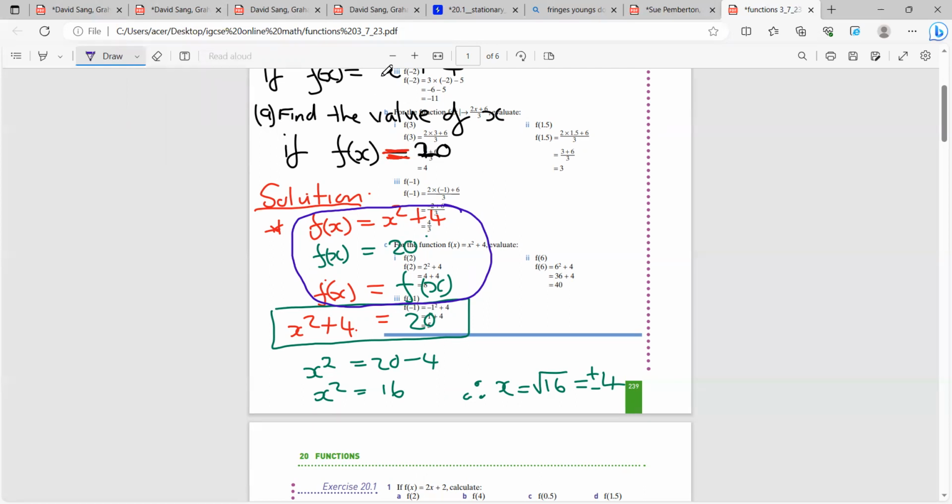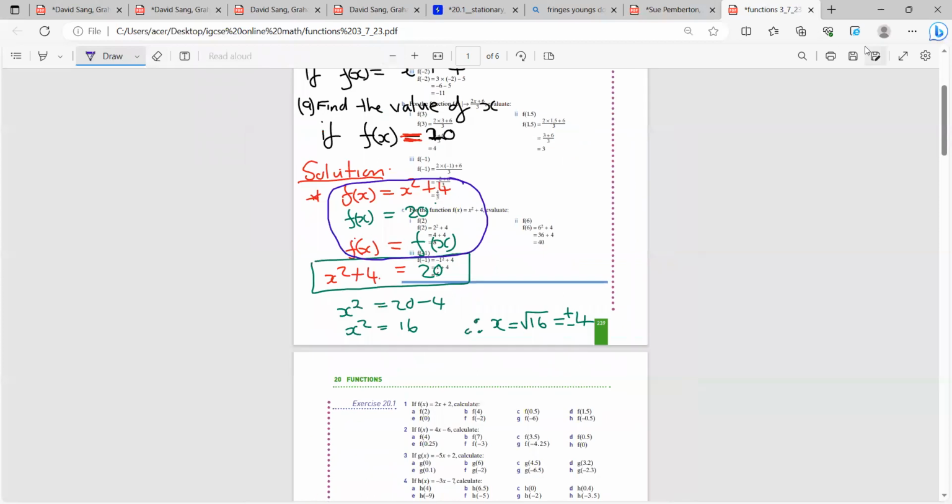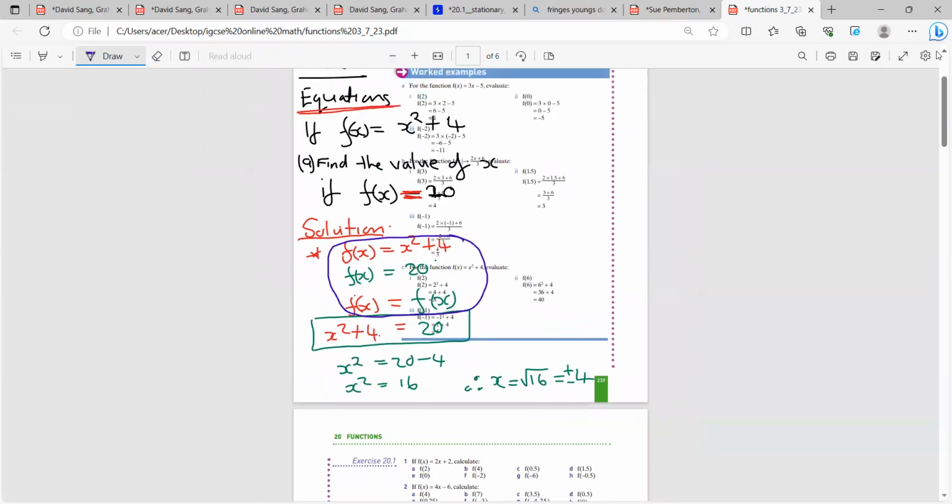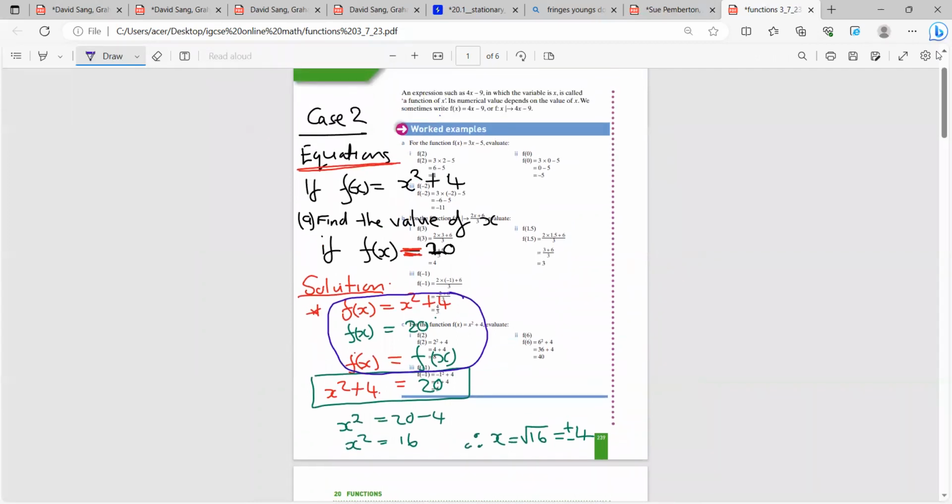Okay, perfect. So let me just do a print screen here, but there's no need for it since we're recording the video. Okay, so that's case 2. Now we need to move on to case 3.